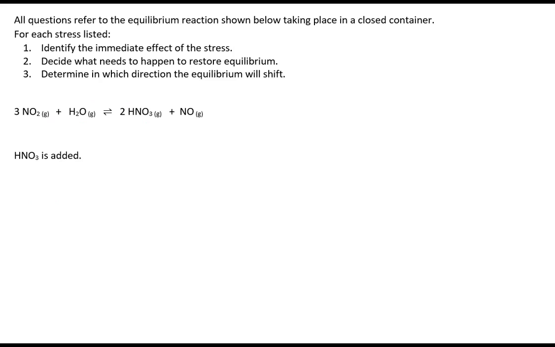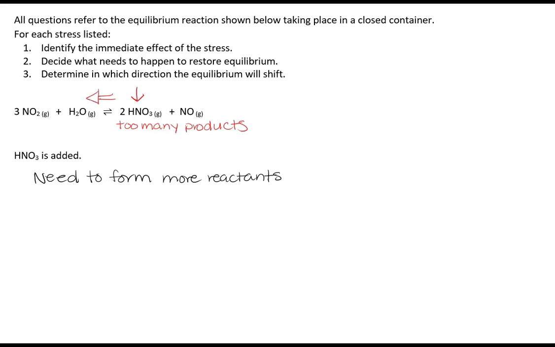In our next example, HNO3 is added. So we look to see if it's part of the equilibrium system. It is. It's right here. It's on the product side, so the immediate effect is too many products. In order to restore the equilibrium, if we momentarily have too many products, then we need to form more reactants. And the direction of the shift will be towards the reactant side. So the reaction, or the equilibrium, will shift to the left.